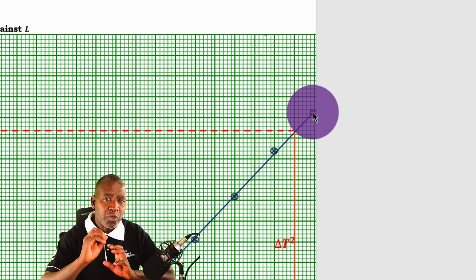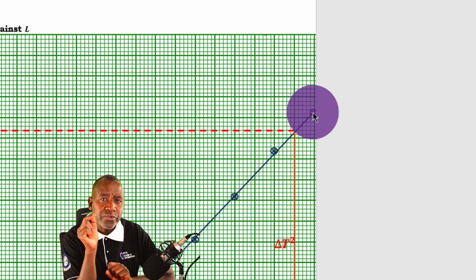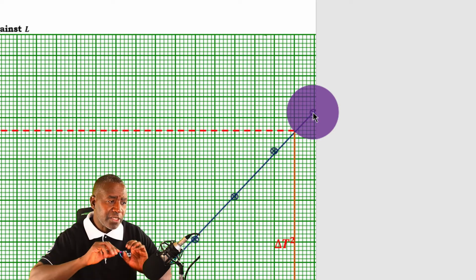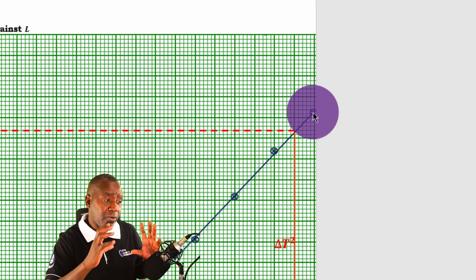There are two types of plottings that you use. You can use a dot and a circle, or an X and a circle, or just an X. So I've decided to use an X and a circle. And you can see that the plottings are quite clear.